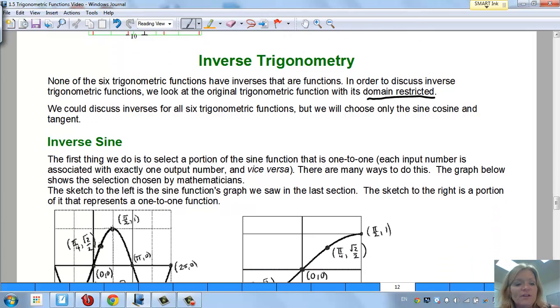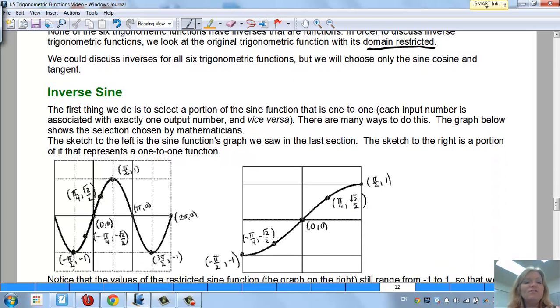So let's look at these. Inverse sine, the first thing we do is select a portion of the sine function that is 1 to 1. Each input number is associated with exactly one output number and vice versa. There are many ways to do this.